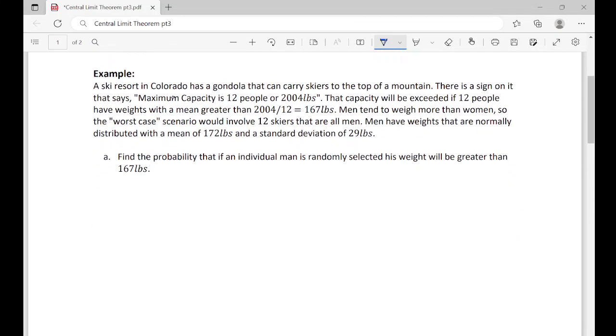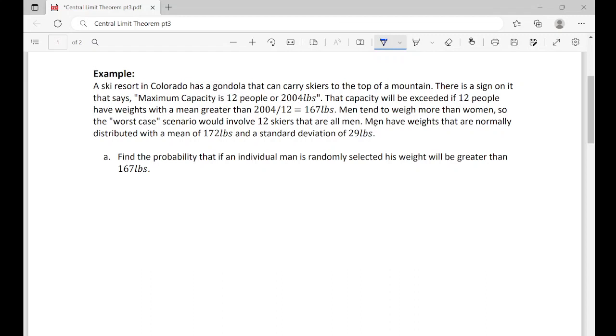A ski resort in Colorado has a gondola that can carry skiers to the top of a mountain. There is a sign on it that says maximum capacity is 12 people or 2,004 pounds. That capacity will be exceeded if 12 people have weights with a mean weight greater than 167. So just take the maximum capacity of the weight divided by the maximum capacity of people. Men tend to have more weight than women, so the worst case scenario would be 12 skiers that are all men getting onto the gondola at once.